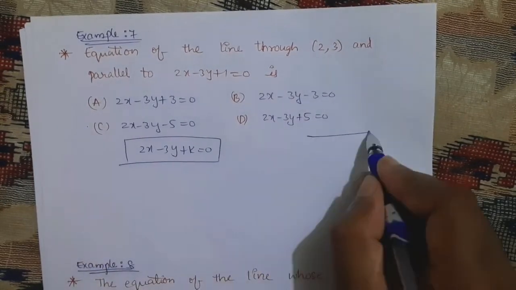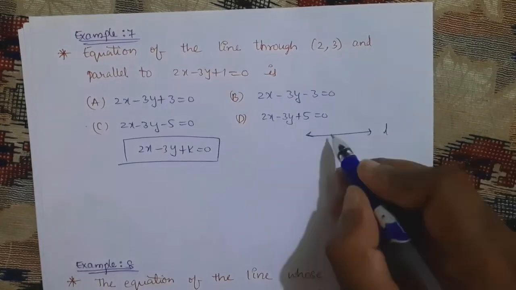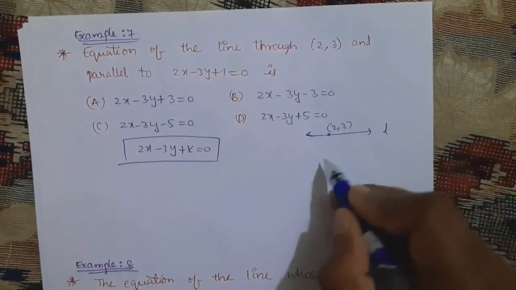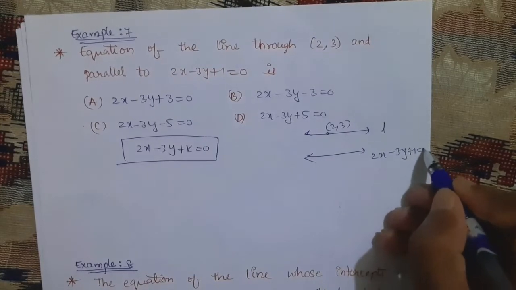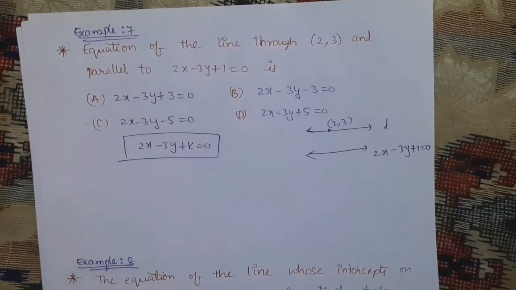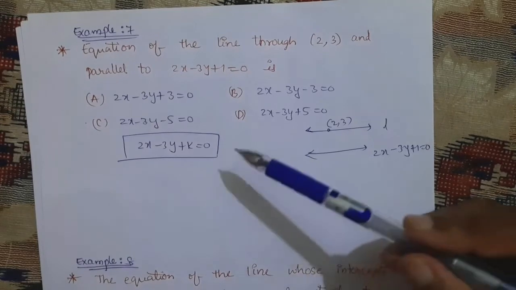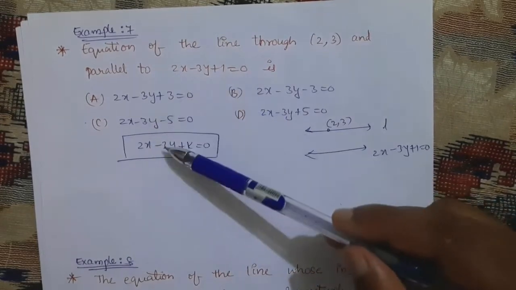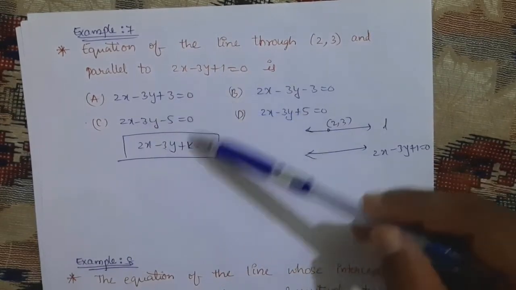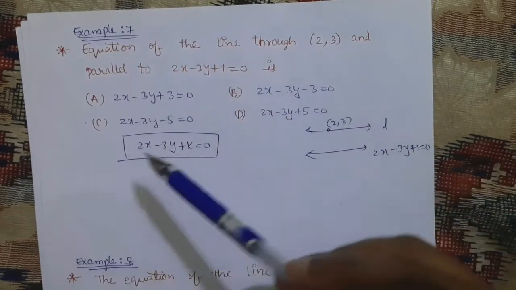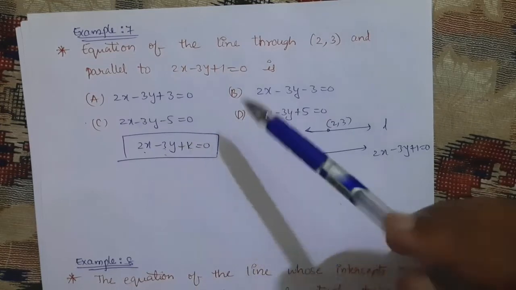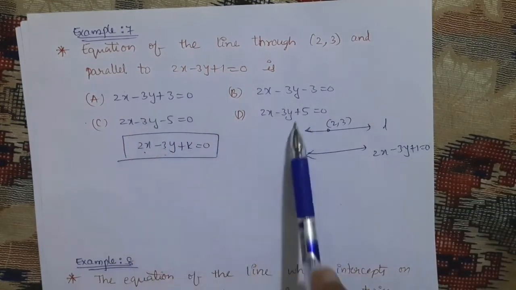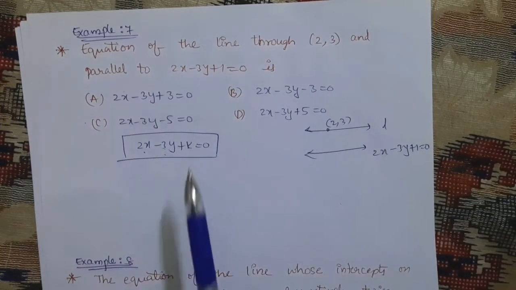Remember. So set the condition: this is line L which is passing through (2, 3) and parallel to this line 2x minus 3y plus 1 equal to 0. As these two lines are parallel, the coefficients will be equal: 2, minus 3, minus 3. Only the constants will vary. That means you can eliminate the remaining options if those are not in the form of 2x minus 3y. But all the options are in the form of 2x minus 3y. Now we need to find the value of k.